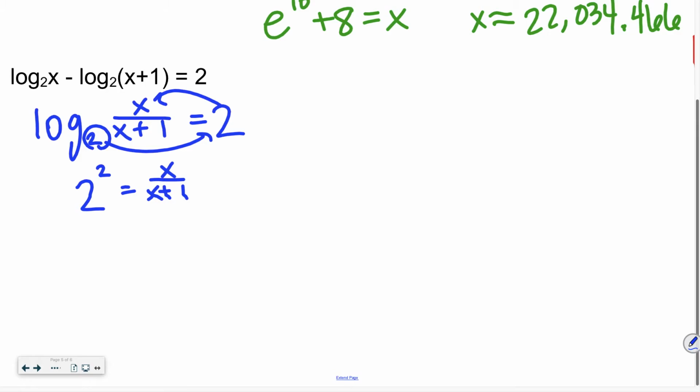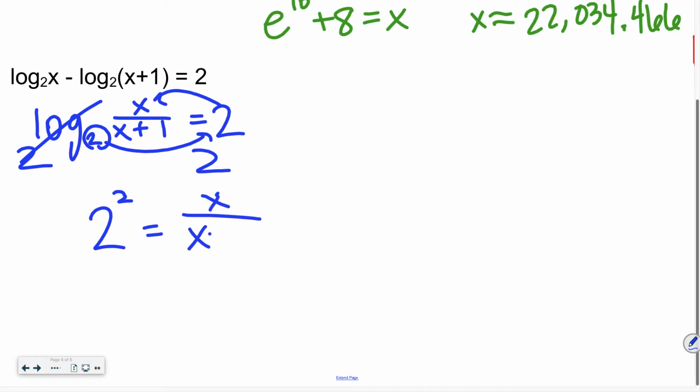Well, last year I remember we would put a 2 underneath the log base 2 and then multiply on the other side too. So we crossed out the log base 2 and then have 2 squared equals. It's the same thing. So you're saying instead of rewriting, you exponentiated both sides, saying 2, 2, boom, like that? Yeah. Okay, yep, same thing. We're still going to get that 2 squared equals x over x plus 1.